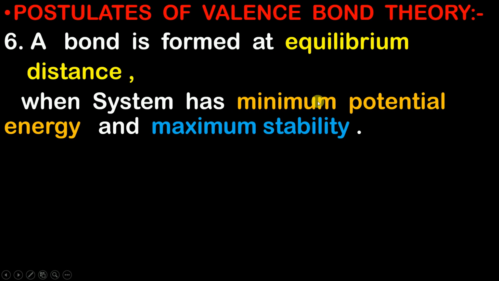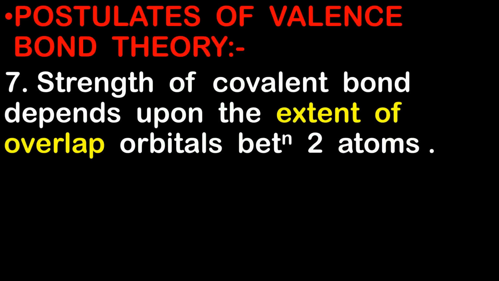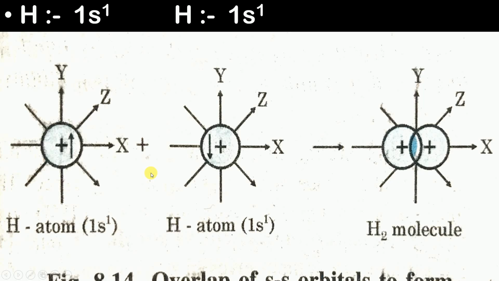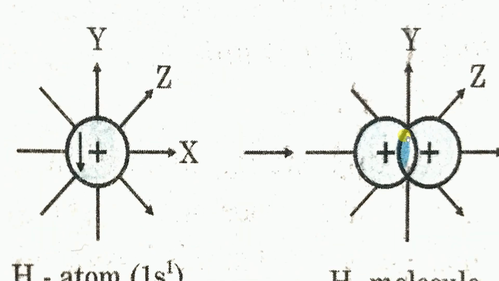So when the atoms have minimum potential energy and maximum stability, at that point a bond is going to get formed. Now moving on with the seventh postulate. The seventh postulate tells us that the strength of a covalent bond depends upon the extent of overlap of orbitals between two atoms. As you have seen over here, for the formation of a covalent bond, the atomic orbitals overlap with each other.